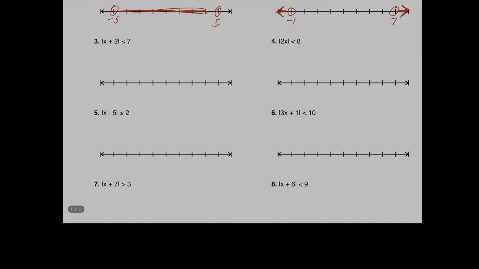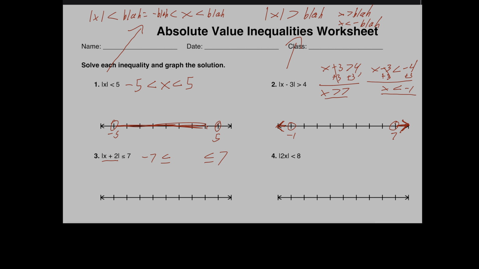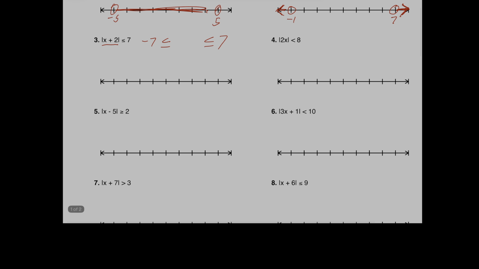Okay, so now let's do this one. This is the innie because it's going to be less than. So what I'm going to do is write a negative 7, and I'm going to do this, and then I'm going to write a 7. Now I have my negative blah and my positive blah, kind of what I wrote up at the top, all right? Now in the middle, I have to write what's in the middle, x plus 2.